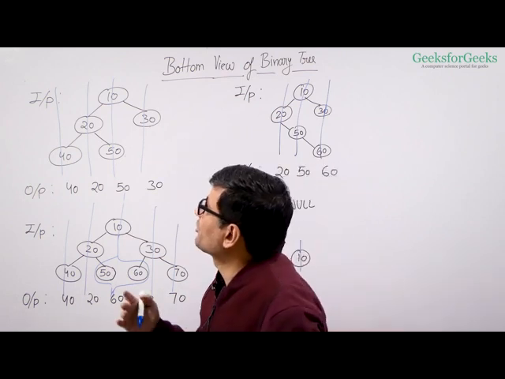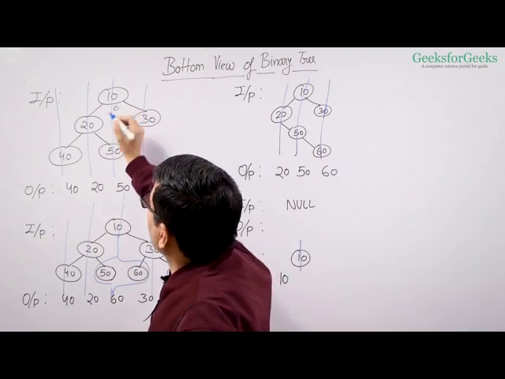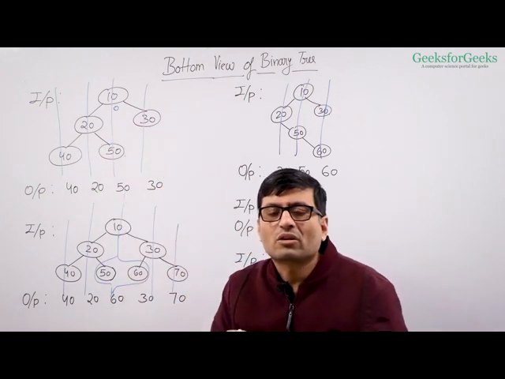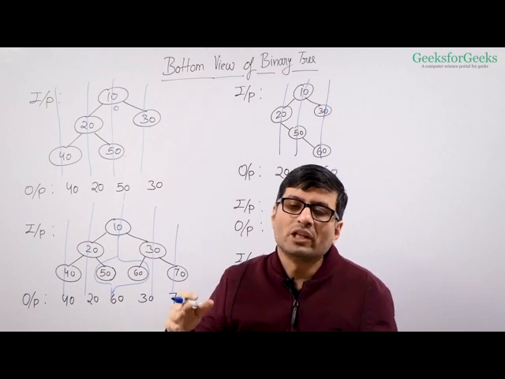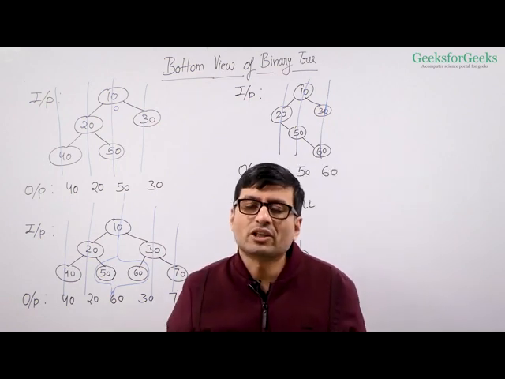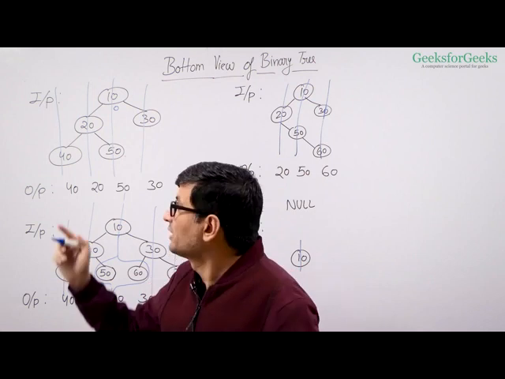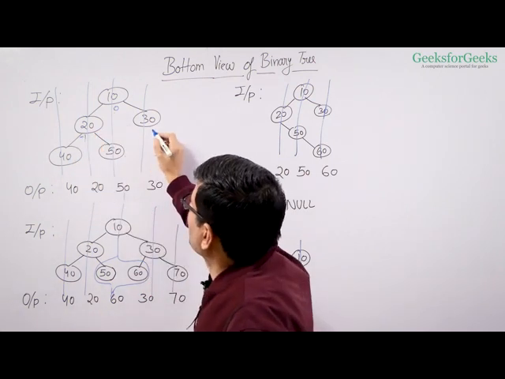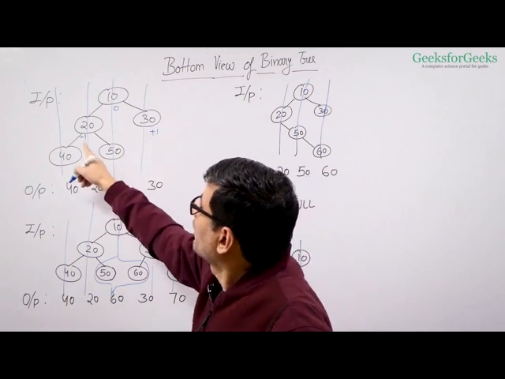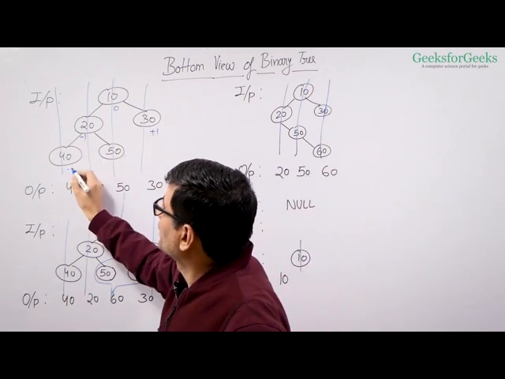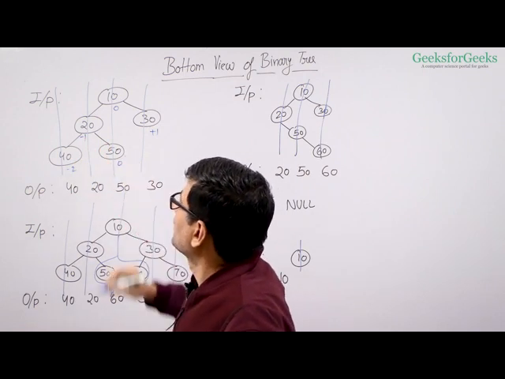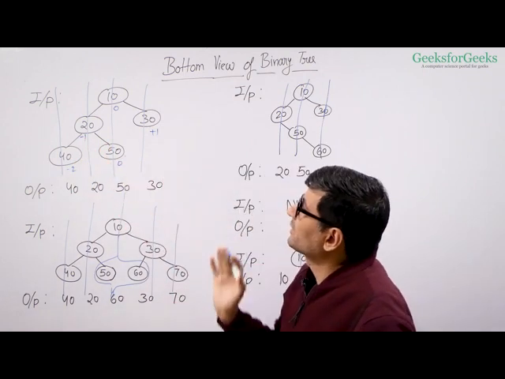The concept of horizontal distance is: the root's horizontal distance is 0, the left child of a node has one less horizontal distance, and the right child of a node has one more horizontal distance. So the left child is going to have 0 minus 1. The right child is going to have 0 plus 1. Left of this is going to have minus 1, minus 1, minus 2. This right is going to have minus 1, plus 1, 0. So these are the horizontal distances.